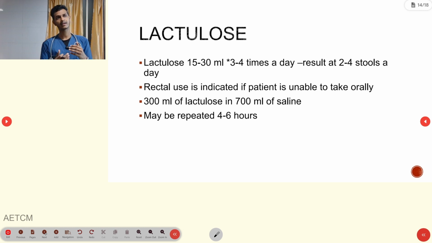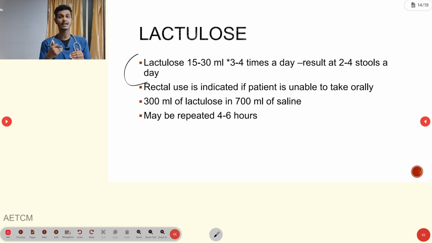So how can we achieve this? You can give lactulose syrup 15 to 30 ml, 3 to 4 times a day. If the person is able to take orally, you can give 15 to 30 ml of lactulose syrup 3 to 4 times a day. Thereby we can achieve 2 to 4 stools a day. Through this we can eliminate the ammonia through the intestinal GI tract itself. That is one of the treatments. At the same time, lactulose has some action on ammonia production. It will decrease the ammonia production. That is also one of the reasons.